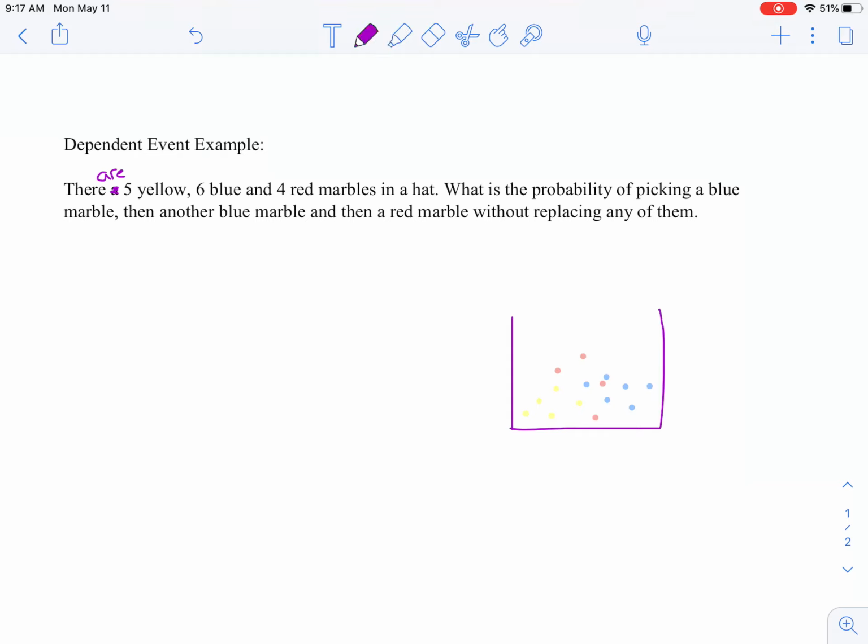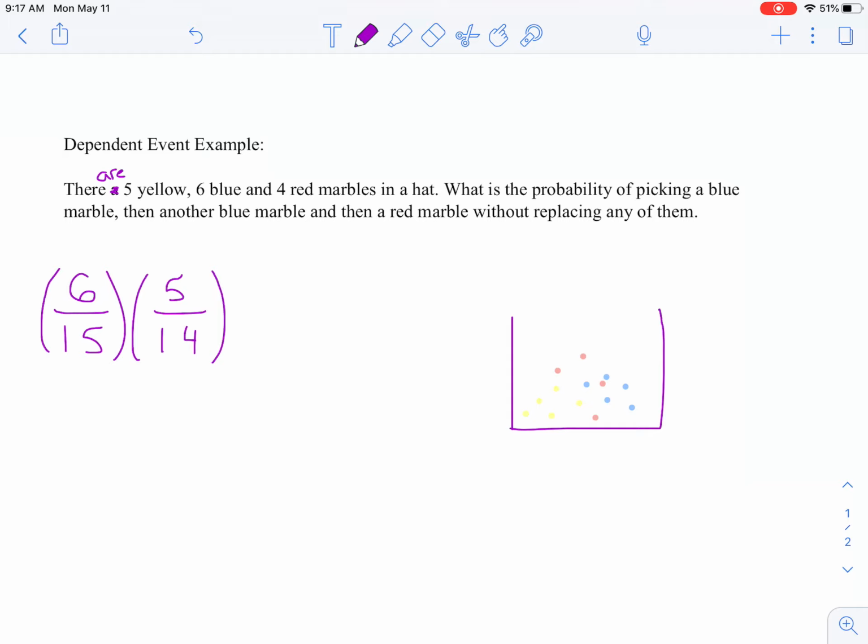What's the probability I'm going to pick a blue on that first try? Well, there are 6 blues, and there were 15 total marbles. Well, I've now picked that blue. That blue is gone. So what's the probability that I'm going to pick another blue? Well, now there's only 5 of those left, but we also have to look at the fact that there are only 14 marbles now in there.